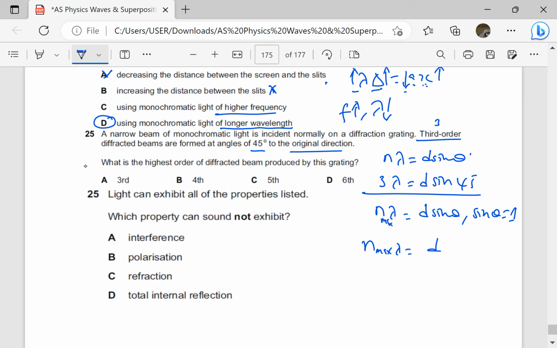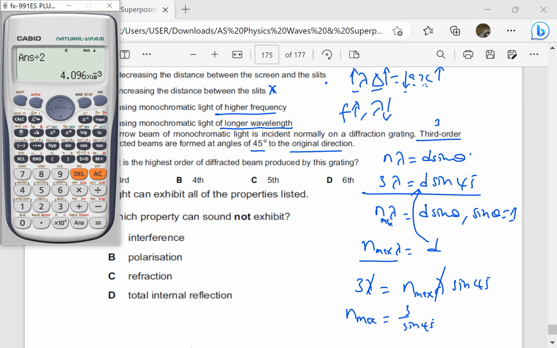Now we just combine the two equations. Where there is D, I'll put there N max times lambda in this equation here. So I have that 3 times lambda is equal to, where there is D, I'm putting N maximum times wavelength, sine of 45. So wavelength cancels out. So it means the maximum value of N, N max, is going to be 3 divided by sine 45.